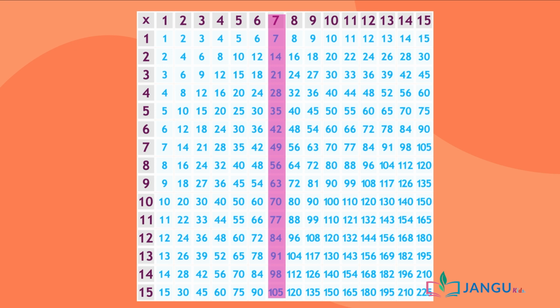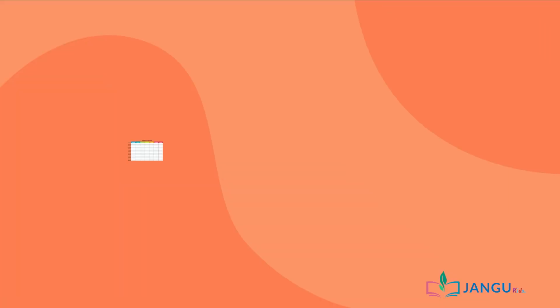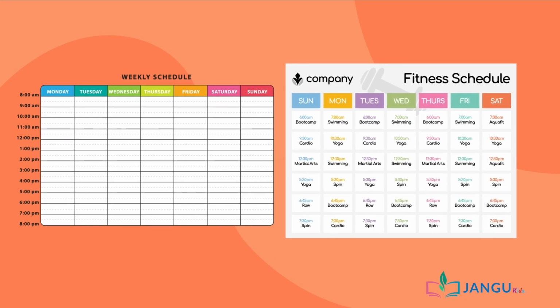Step 2. Look for row 7 in the horizontal row listing the numbers 1 to 15. Step 3. The answer is where the row from step 2 meets the column from step 1. You can also use this method to read other charts and schedules as displayed on your screen.